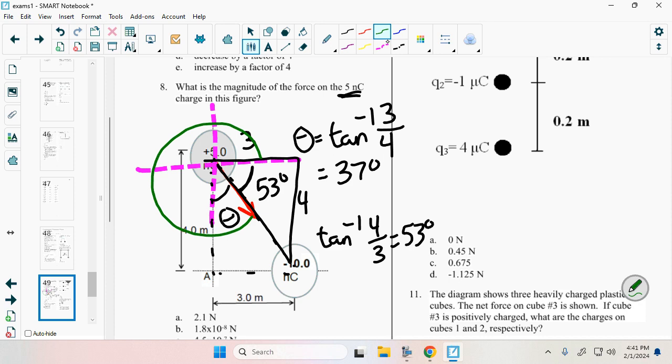Sydney? Can you do number 8 like that? Yeah. Can I erase all this? Because I've sort of messed it up. Is that okay? All right.